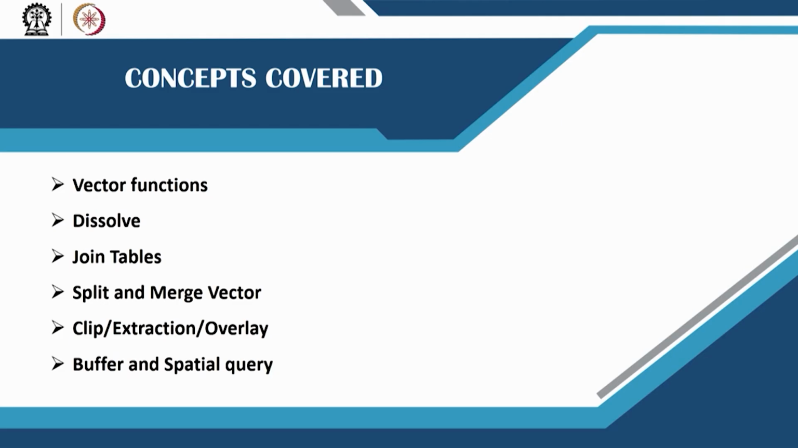We can also split the vectors. For example, if there is a lake and I have to split that lake into two equal parts, I can do that using the split vector function. And if I have to merge two different vector layers into a single layer, that also I can perform using vector functions. And finally, we will also see how to clip or extract or overlay. All these are the same terms. So how to do this for a particular road segment, and then finally we will see how to do a buffer analysis and a spatial query.